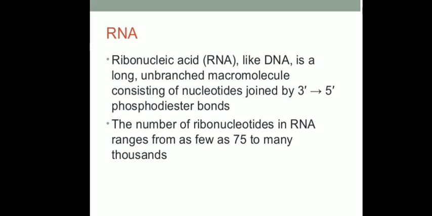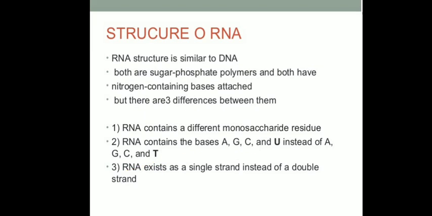The number of ribonucleotides in RNA ranges from around 75 to many thousand, meaning near about 75 to many thousand nucleotides come together and form a polynucleotide chain, and to this polynucleotide chain various ribose sugar, phosphate group and nitrogen bases attach to form an RNA molecule.